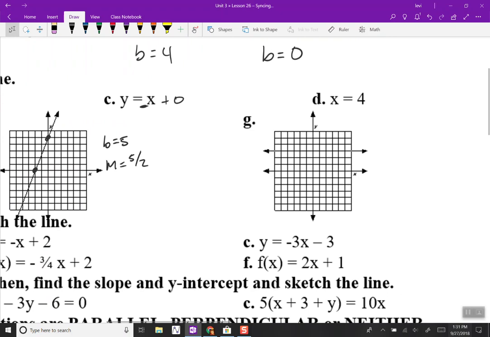G, now this is hard to see, but here's our line right here. Right? And so all horizontal lines have a slope of 0. And our y-intercept, we just need to count 1, 2, 3, so our y-intercept is 3.